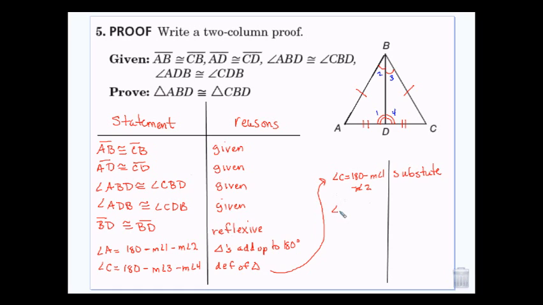So now angle A is congruent to angle C from substitution. Because if they're both equal to the same thing, they're equal to each other. And if I have all 3 sides are the same and all 3 angles are the same, I have congruent triangles.